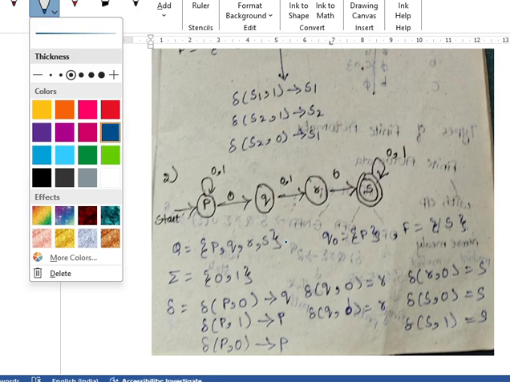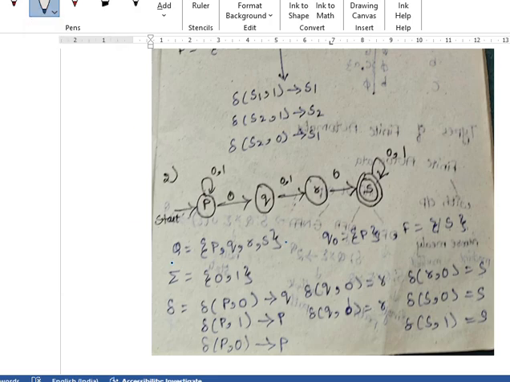So first, what is the first step? We have to represent the Q, which is the set of finite states. So we have P, Q, R, S, and we have represented P, Q, R, S in the curly brackets. Okay, next one is sigma. Sigma is nothing but the input symbols. So what are the input symbols? We have 0 and we have 1. Only 0 and 1.